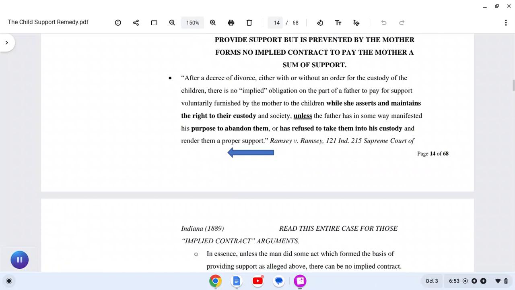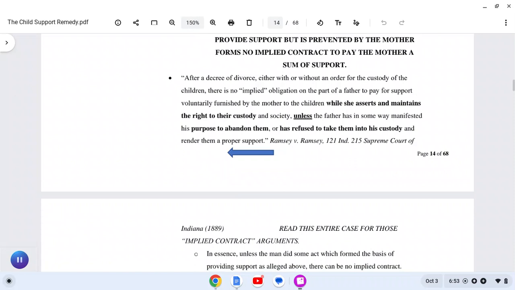After a decree of divorce, either with or without an order for the custody of the children, there is no implied obligation on part of the father to pay child support, to pay for support voluntarily furnished by the mother to the children, while she asserts and maintains the right of their custody and society, unless the father has in some way manifested his purpose to abandon them, or has refused to take them into his custody and render them a proper support.